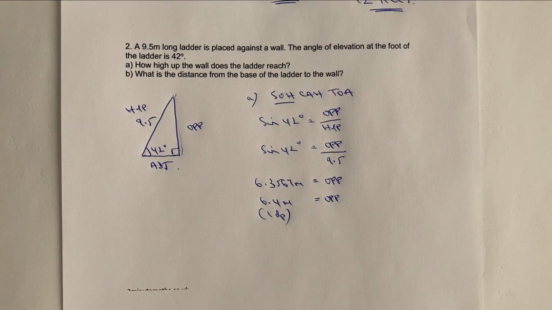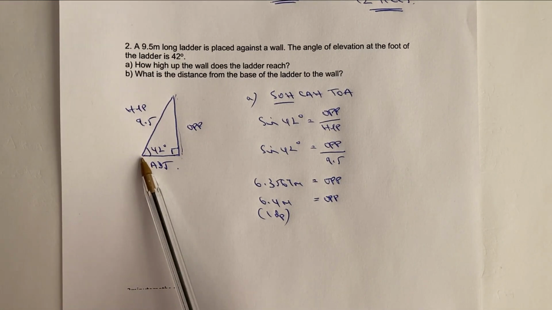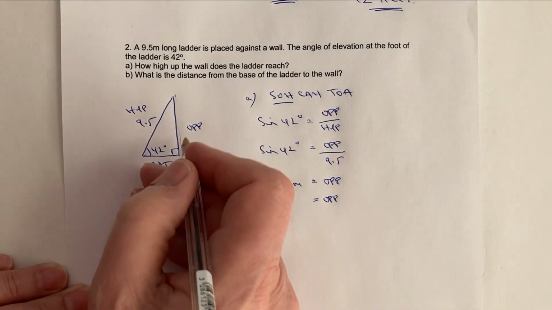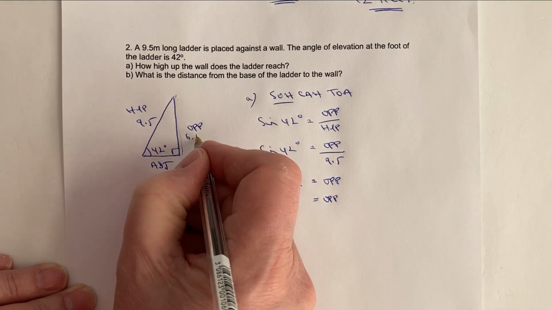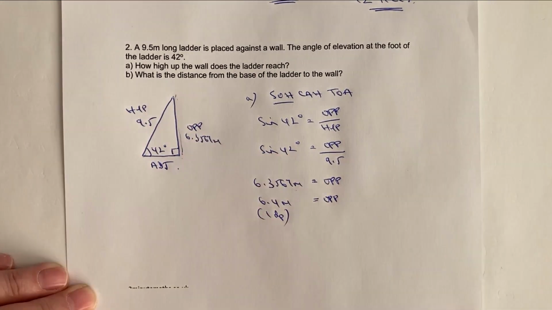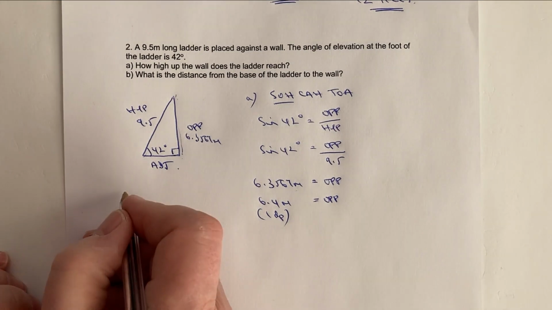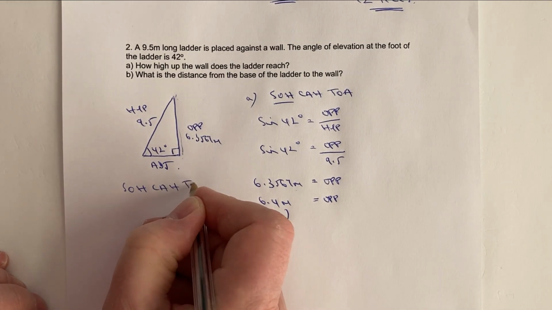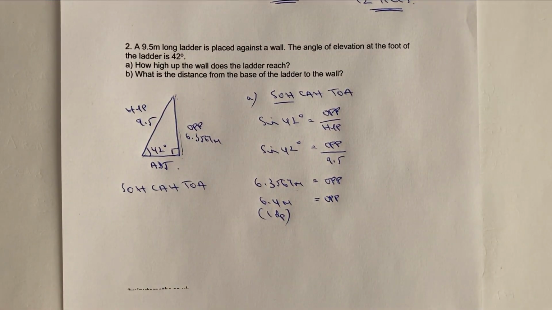Let's have a look then at the next question, which is part B. What is the distance from the base of the ladder to the wall? So here's the base of the ladder. We're going to go to the wall. Now, I'm just going to be a little bit cautious with this one because I've got a couple of options. So what I could say is, well, now I know the opposite is 6.3567 meters. So if I'm looking at part B, I could use SohCahToa, and let's try to figure out which ratio would work for me.